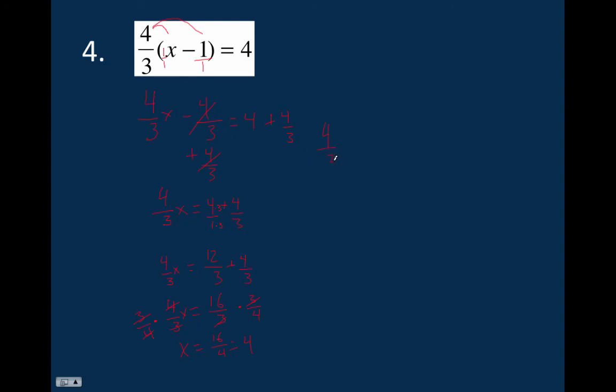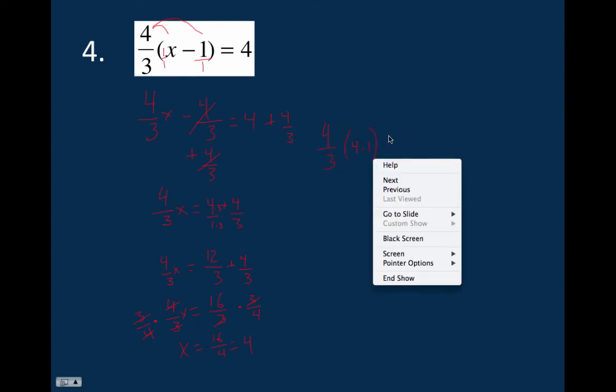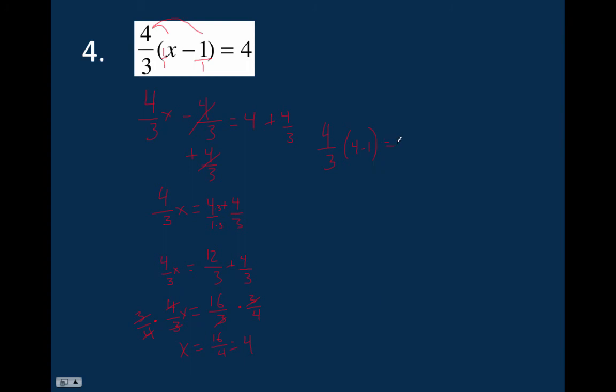4/3 times 4 minus 1 equal 4. We have 4 minus 1 inside, so that's going to be 3. So now we have 4/3 times 3. We make this a fraction. Oh, the 3's cancel. So we got 4/1. We know 4/1 is 4, so 4 equal 4. That means that x equal 4 was the solution.